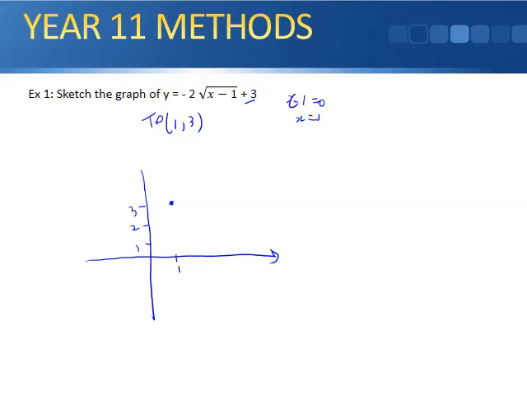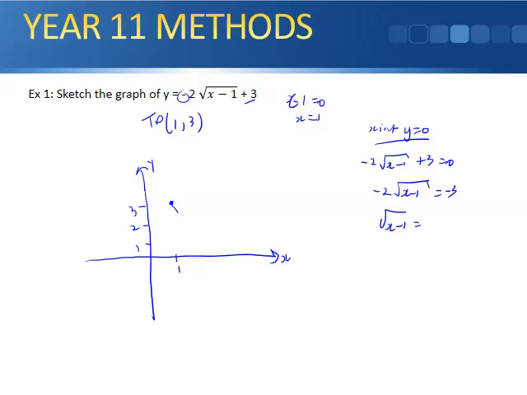It starts there. It's a negative, so it's going to start down and come down. So it's going to cross the x-axis somewhere. So I better work out where it's going to cross the x-axis. So the x-intercept, I do the same thing, put y equal to 0, and I get negative 2, the square root of x minus 1 plus 3 equals 0. So negative 2, the square root of x minus 1 equals negative 3.